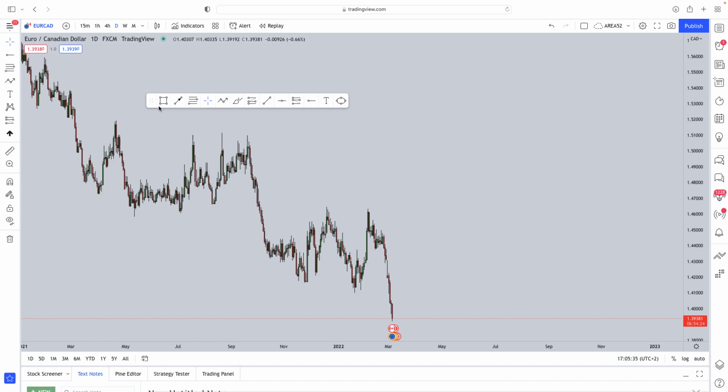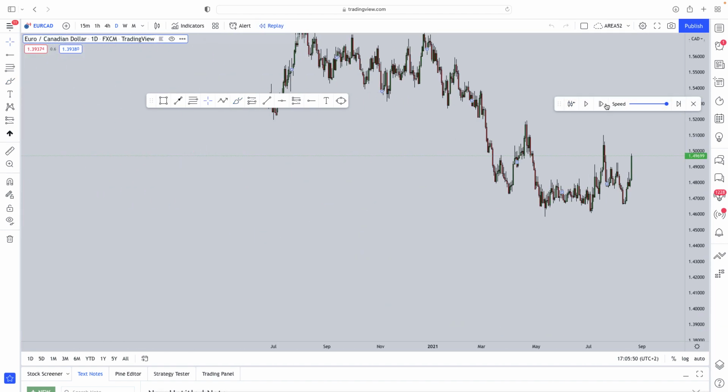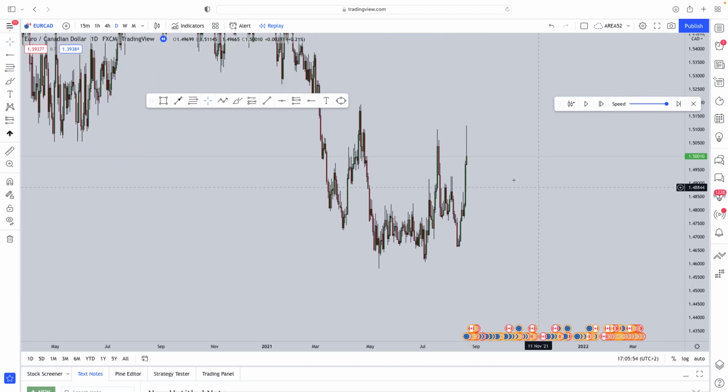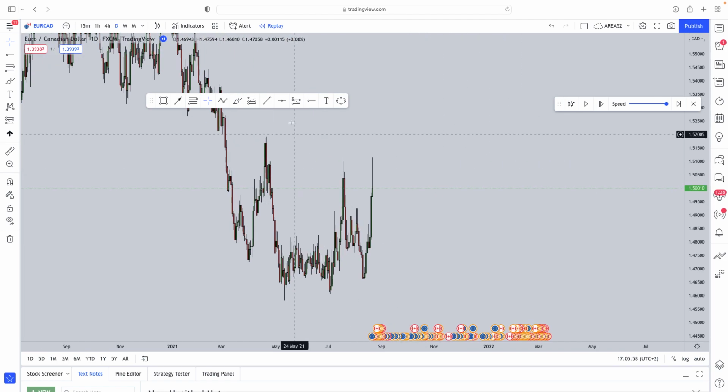So firstly we can see that this was a structural level. This acted as a level of resistance, right? The market came to test that resistance again. Now what we are going to do is pretend that that level did not exist. So we know that the market had now come to that level, tested it and rejected this level over here. So what we want to do is look for selling opportunities to the downside.